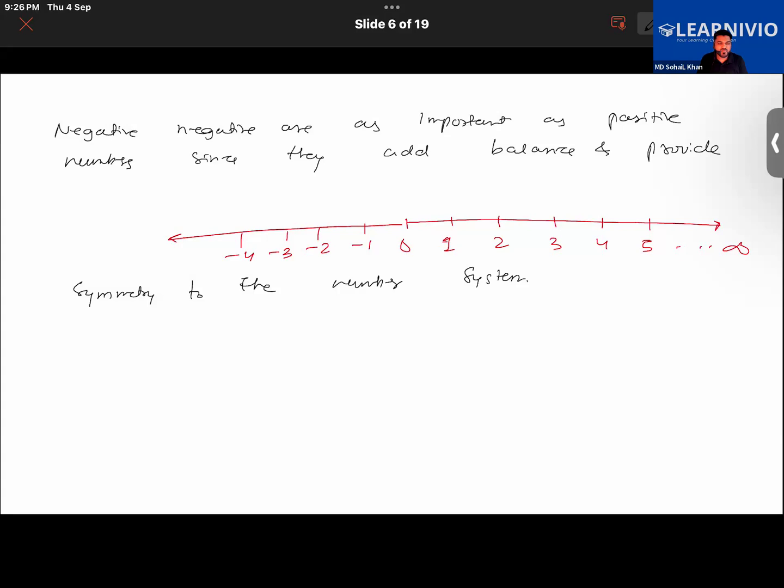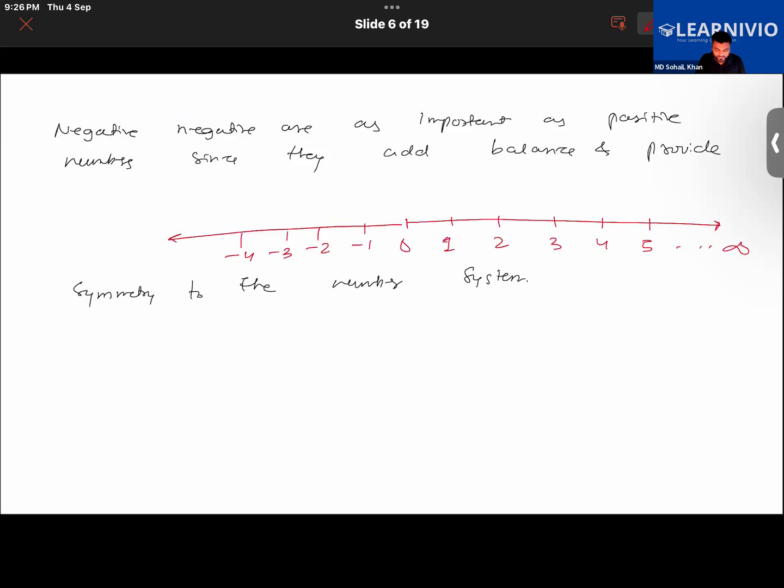Now let us understand that if you are given two or more negative integers, how do you add them and how do you subtract them? So the topic right now is addition of integers. Whenever you are adding or subtracting integers, you are basically dealing with the direction here. What does it mean?